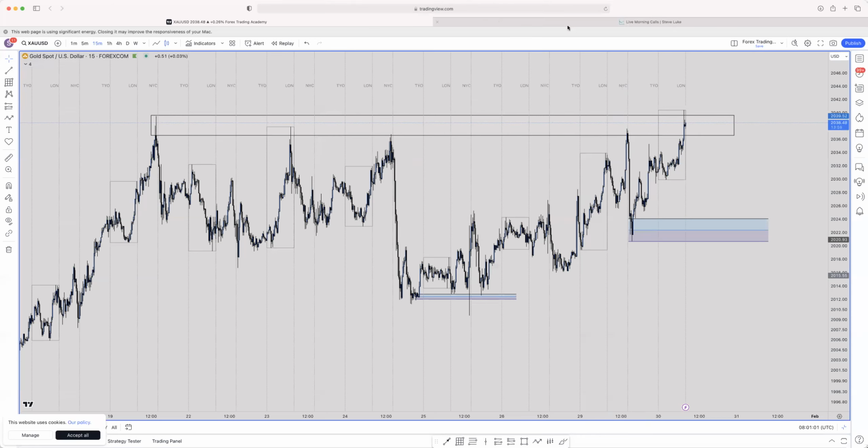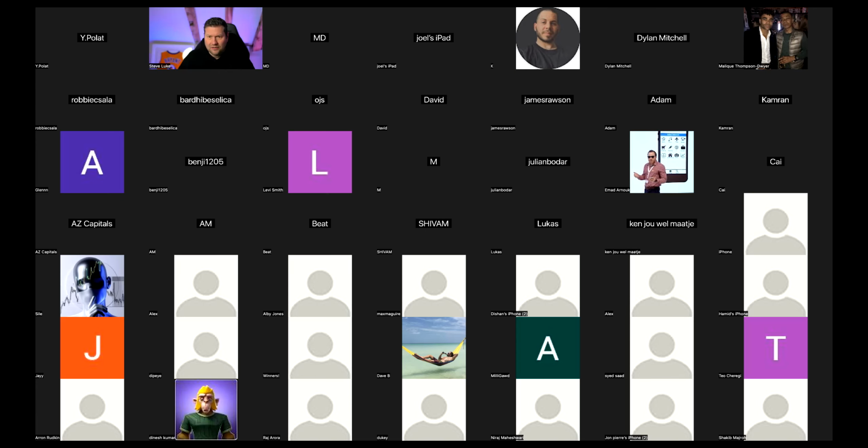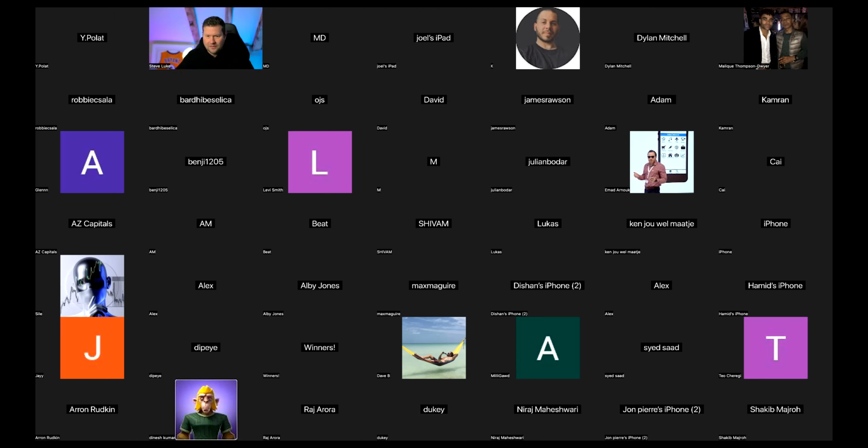Hang on a second. Let me stop sharing my screen, and let me see if I can get everyone on my screen for a second. Gallery. Perfect. Right, I'm going to take a quick video.